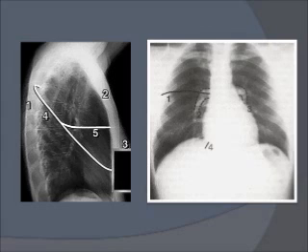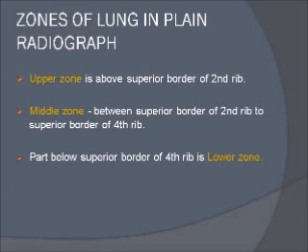So these fissures are not normally seen, but by knowing the location we can sometimes tell which lesion is lying in which lobe. But as I told you, these fissures are not seen. So on a PA film, to tell which lesion is where, we divide the lung in 3 zones. The upper zone lies above the superior border of the second rib. The middle zone lies between the superior border of the second rib and superior border of the fourth rib, and part of the lung below the fourth rib is in the lower zone.